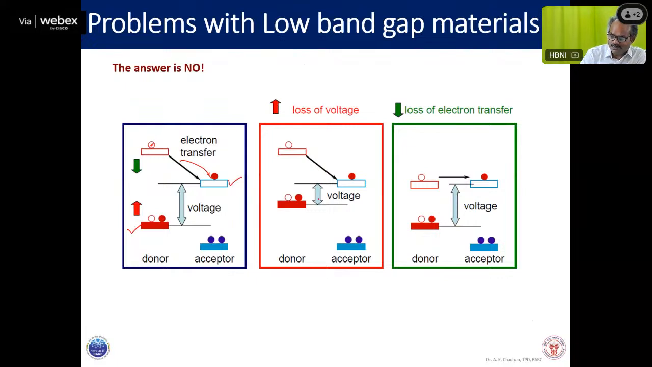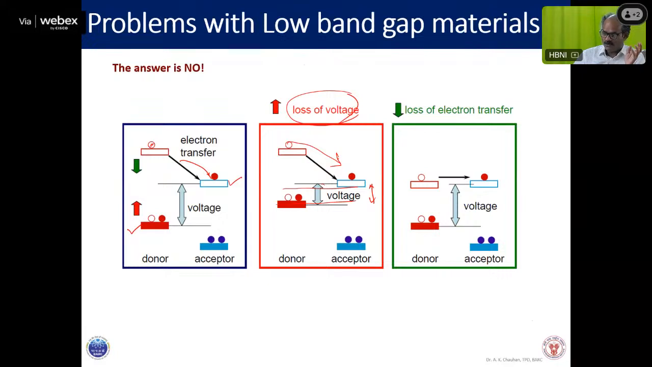So if you reduce the band gap, what will happen? This voltage will be reduced, so there will be a net loss of voltage. If there is a net loss of voltage, the pulling effect on the electron will be reduced. And then there is a loss of electron transfer also. If they are not matching exactly here, then electron transfer will not be that efficient. So a low band gap material will not solve all the problems, because there will be less voltage.